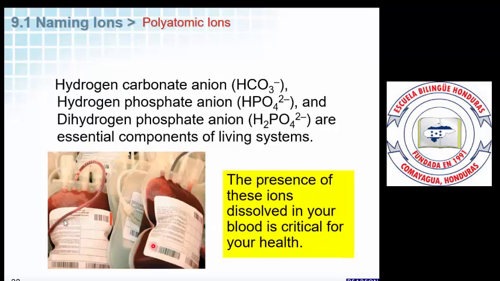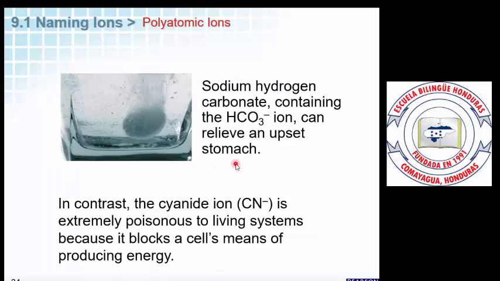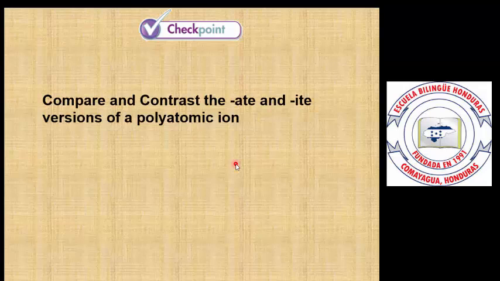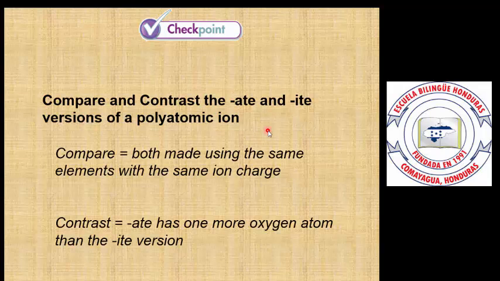Okay, you have some examples over here. I brought them for you guys. Just take a look. Other examples. And compare and contrast the ATE and ITE versions of a polyatomic ion. It's a kind of checkpoint.